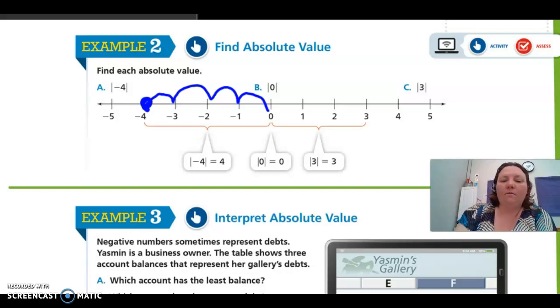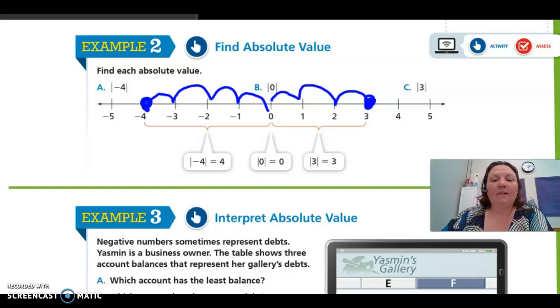And 0 is kind of our midpoint on our number line, and then 3 is positive, so I started to the right of 0, but I'm 3 away. And so even though 3 is larger than -4, -4 is further from 0.